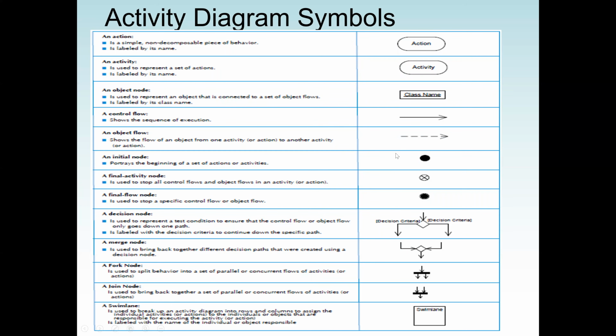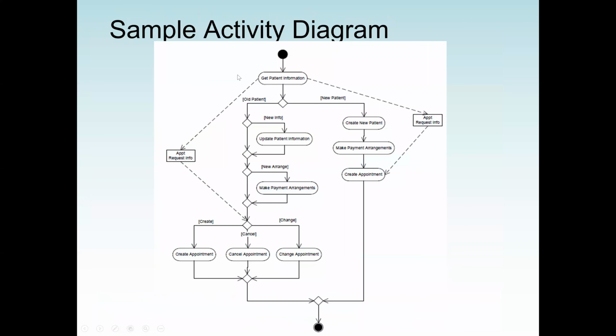And these are the symbol representations. So we have an action, we have an activity, we have the class name, association, which is the control flow, etc., till the end. Now let's see the example. This is a sample of an activity diagram. So you can see the beginning.